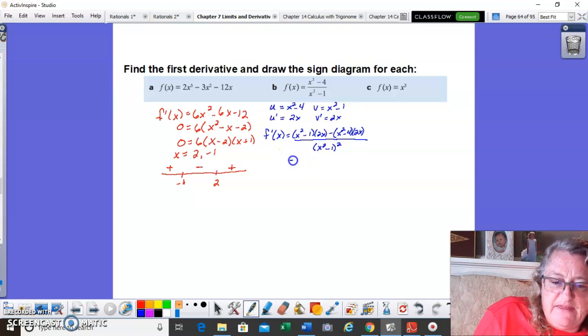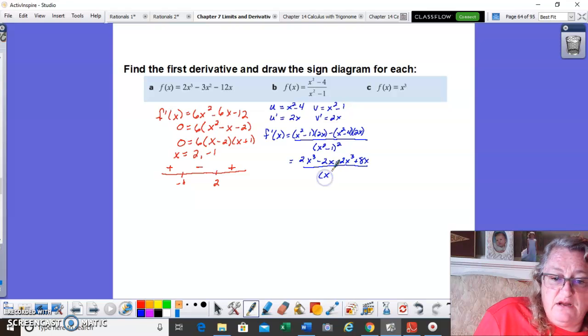Okay, so I'm going to simplify that top. I'm going to distribute the 2x to both things, so that becomes 2x cubed minus 2x. I'm going to distribute the negative and the 2x to both things over here. So that becomes negative 2x times x squared, which is negative 2x cubed. And negative 2x times negative 4 is positive 8x. And that's still going to all be over the denominator.